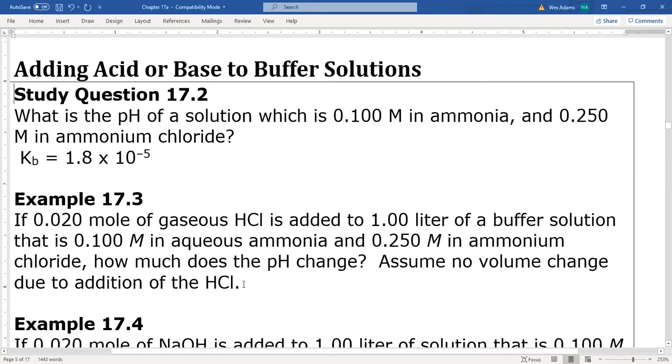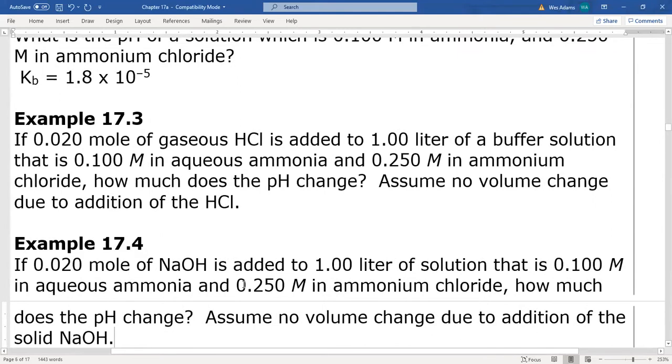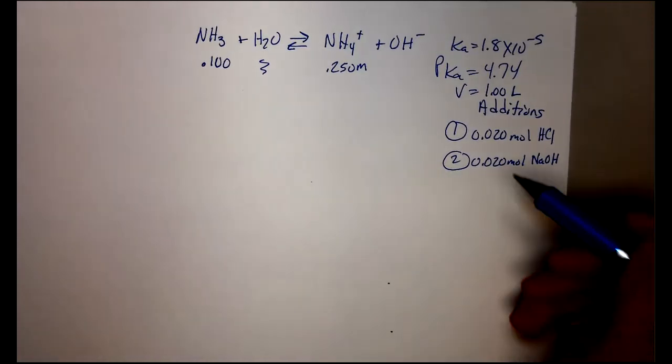And then similarly, we'll add 0.02 moles of sodium hydroxide to a fresh sample of the same buffer, again 1 liter, and we'll see what the changes are. So let's go to the paper and see what we got. So I've copied a lot of this over.